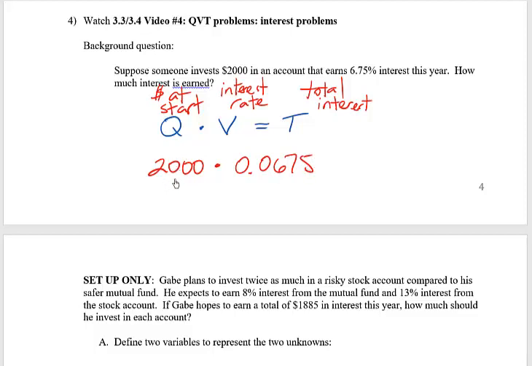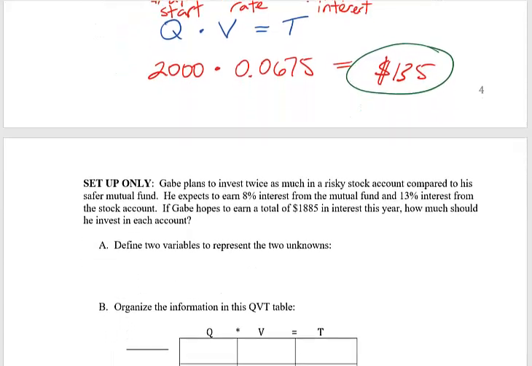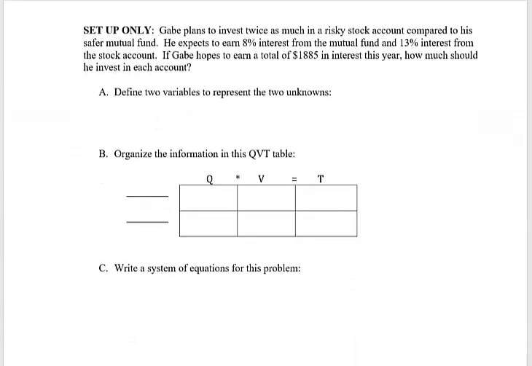If you multiply how much you have times the interest rate, what you get is your total interest. And going to the calculator, I got $135. So that's the answer to the question. How much interest would that be? $135. Okay, so with that as a bit of background, let's go now to the actual problem here.